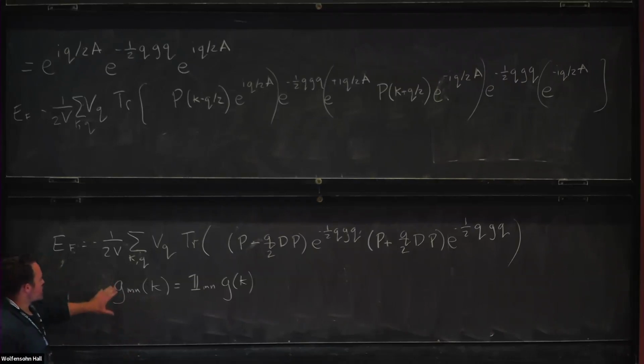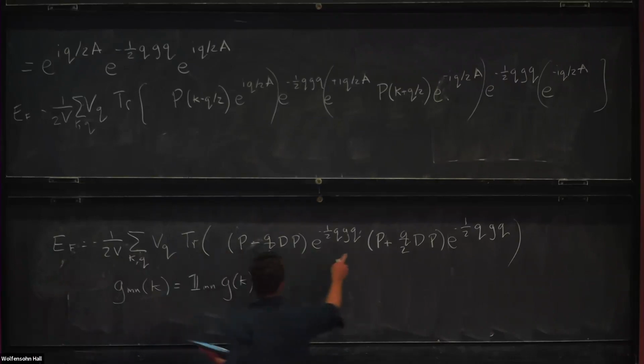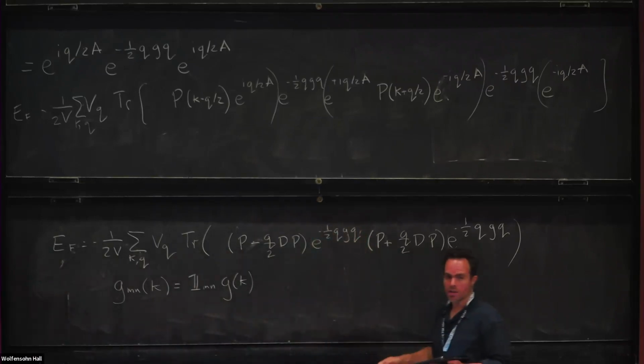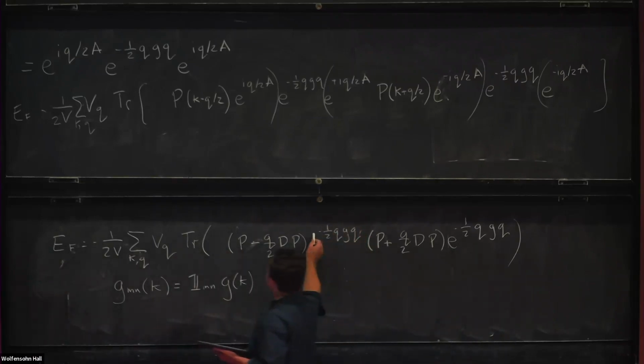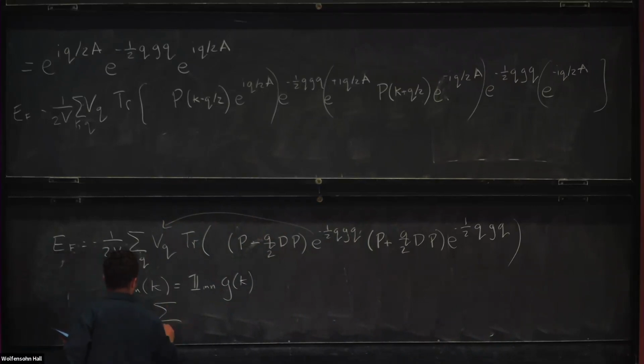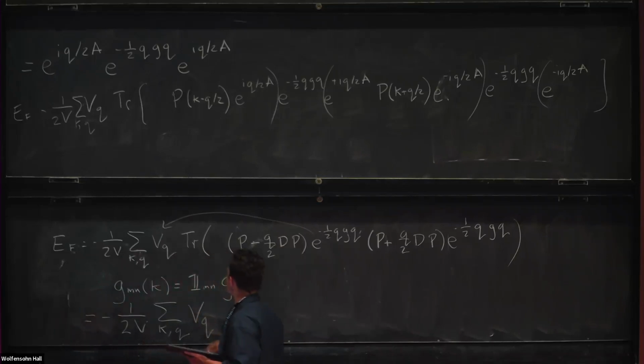So that's quite nice because if I assume that the metric is the identity, I can just treat this as a number in the band space rather than a matrix and entirely bring it outside the trace. And then under that approximation, it just effectively weights the Coulomb interaction V_q with a factor of e to the negative q g q, which is the Gaussian damping, which justifies this whole approach.